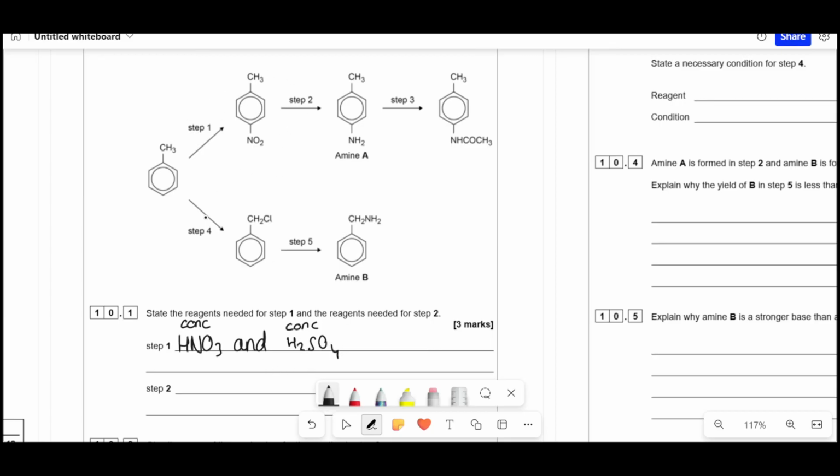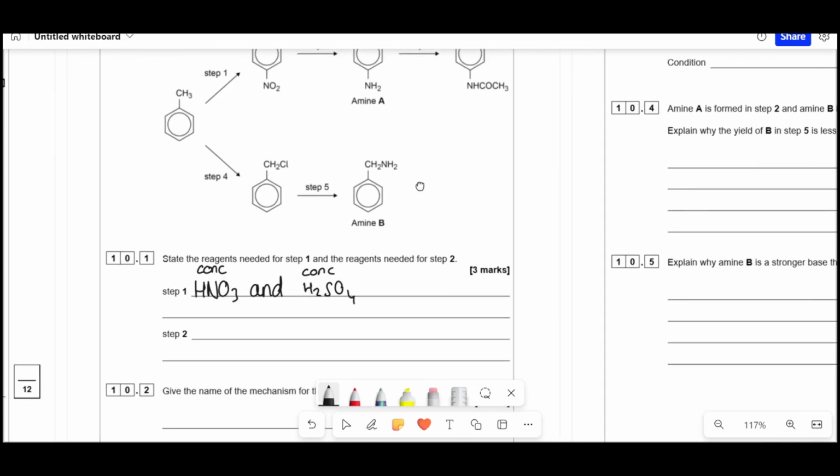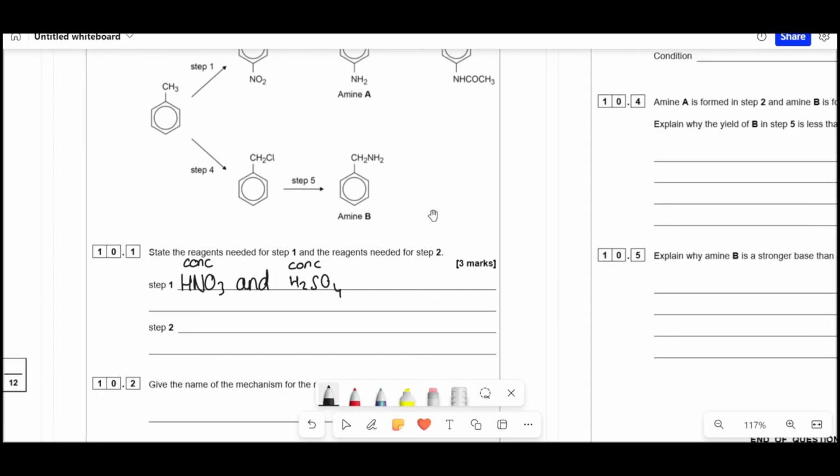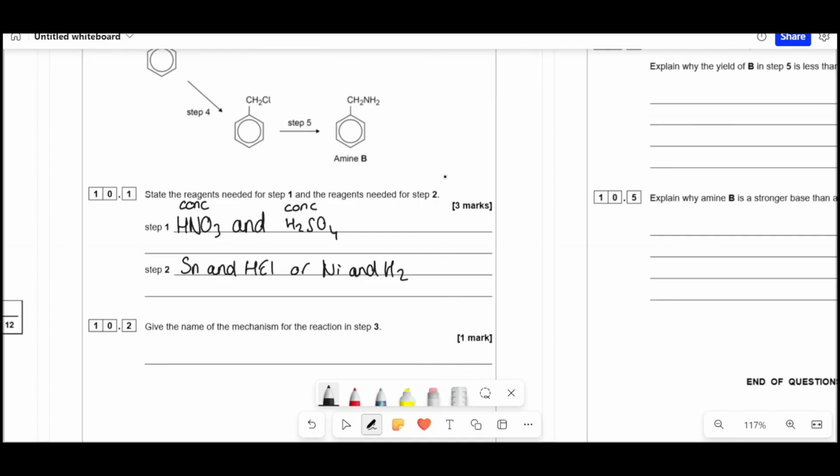Otherwise, it won't happen. Now, step 2 is we've got the NO2 and it becomes an NH2, right? So it's been reduced. So for the reduction of this part there are two options. Either it's Sn and HCl, or it could be nickel and H2. Either's fine. So then it says, suggest the name of the mechanism of the reaction in step 3.